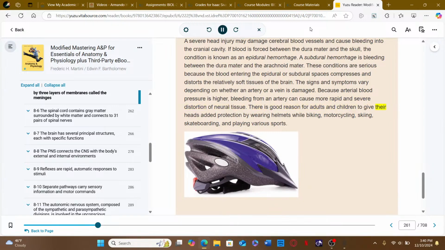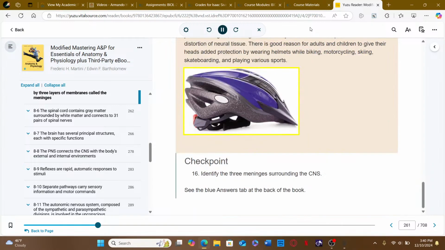There is good reason for adults and children to give their heads added protection by wearing helmets while biking, motorcycling, skiing, skateboarding, and playing various sports. A bicycle helmet. Checkpoint. Identify the three meninges surrounding the CNS. See the Blue Answers tab at the back of the book.